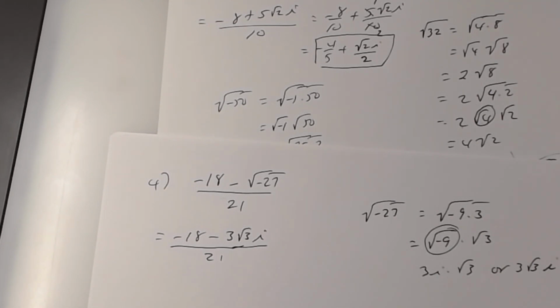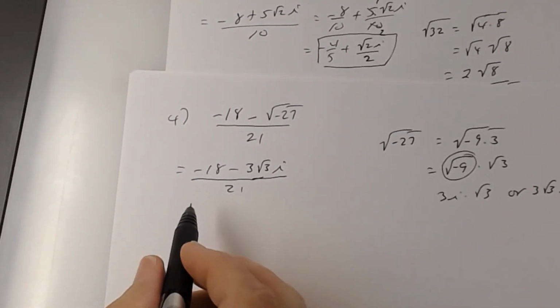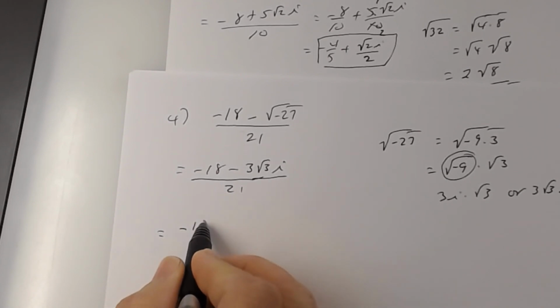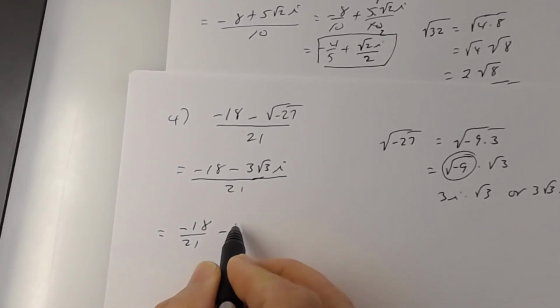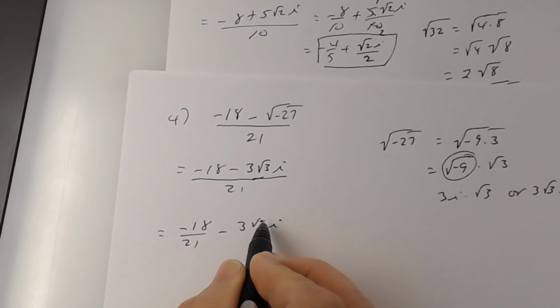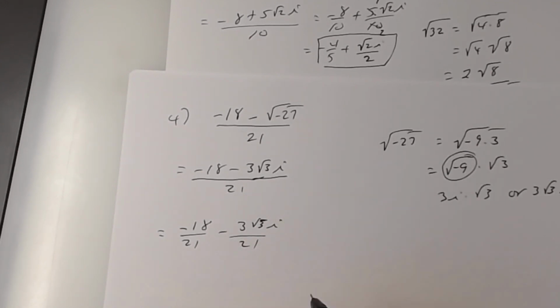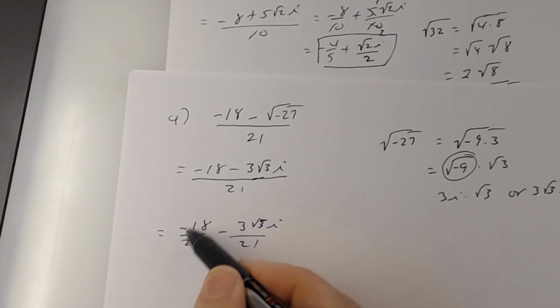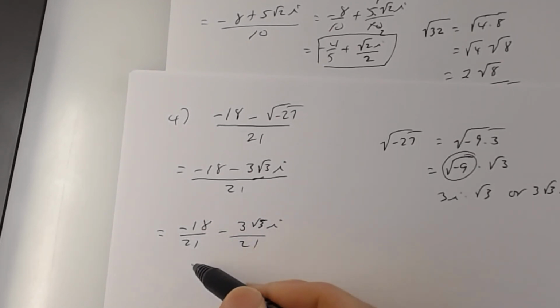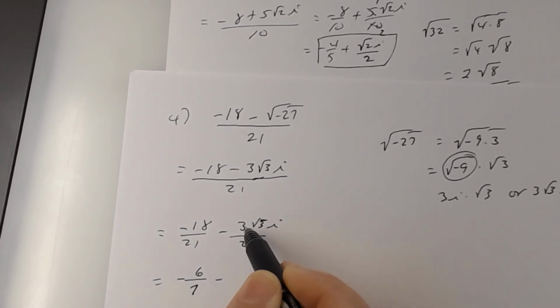But then they're going to ask you to write this in standard form. So in standard form, you're going to say negative 18 divided by 21 minus 3 square root of 3i divided by 21, and then you reduce. Negative 18 over 21, can I reduce this? Yes, they're both divisible by 3. So that becomes negative 6 over 7.